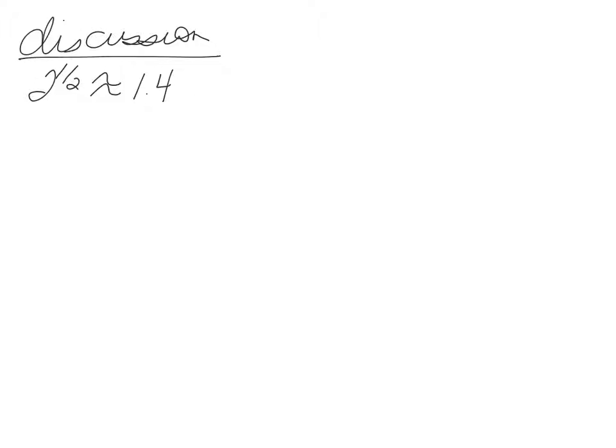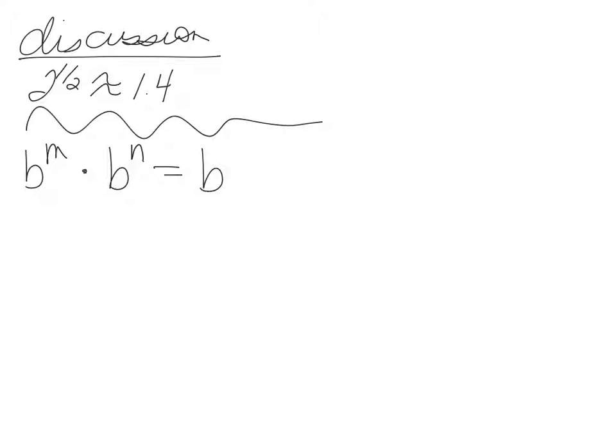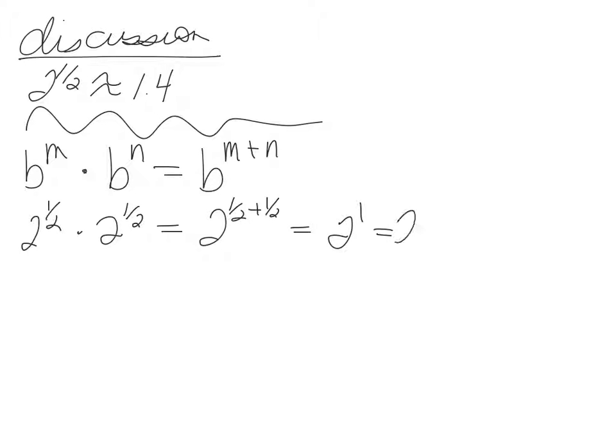Let's talk a little bit about how we can get to 2 to the 1/2. If you remember, we've done b to the m times b to the n equals b to the m plus n, right? So what do you think 2 to the 1/2 times 2 to the 1/2 is? 2 to the 1/2 plus 1/2 equals 2 to the 1, which is just 2, right?